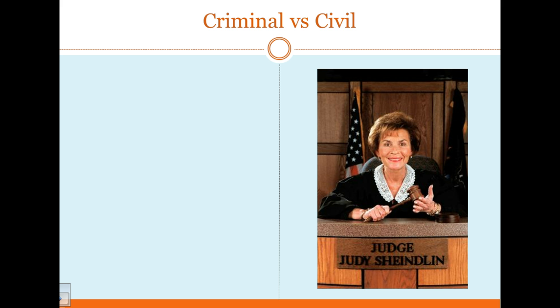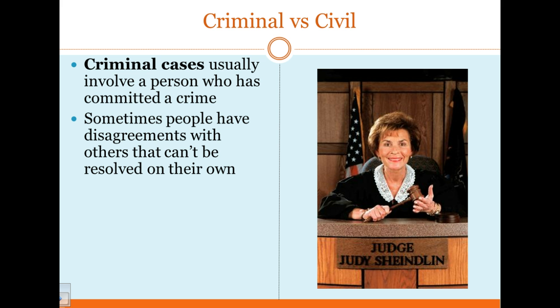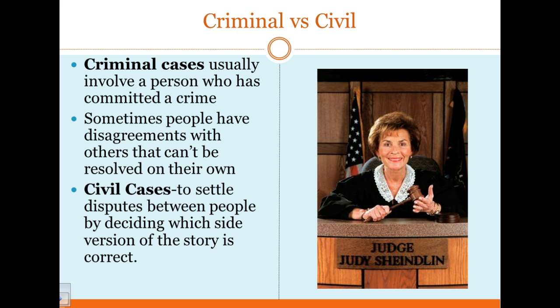So we're going to talk about criminal versus civil law. Criminal cases usually involve a person who has committed a crime. That's why they're called criminal, because they're criminals. So a person is convicted of or committed a crime, and they go through trial, and if they are found guilty, well, it's some slammer time for them. Civil courts, though, sometimes people disagree with each other and they can't come to an agreement, so they will file a lawsuit, and that's a civil court case. And those are to settle disputes between people by deciding which version of the story is correct.